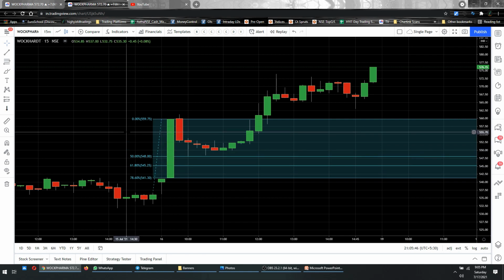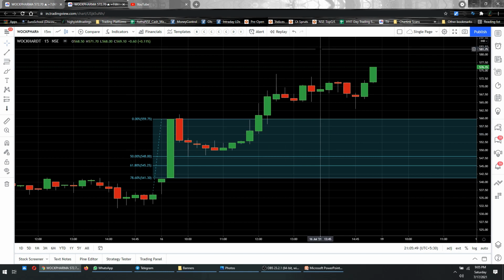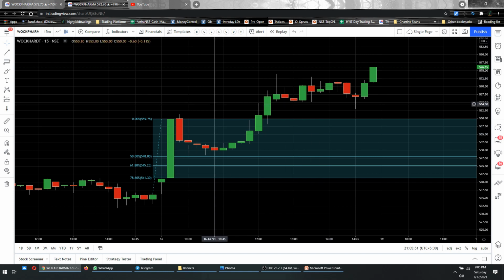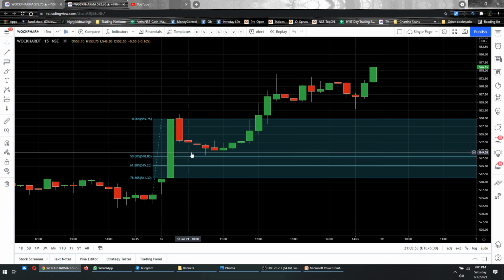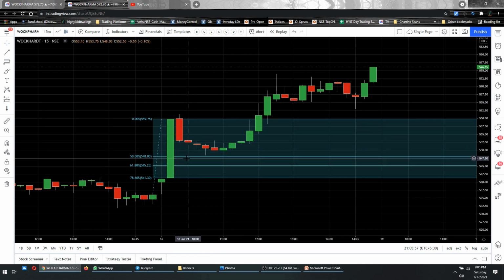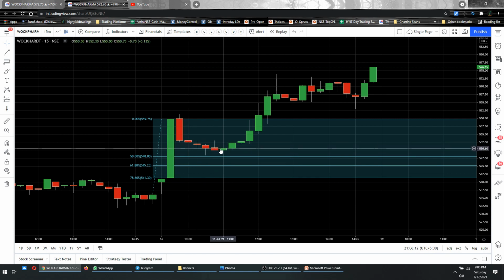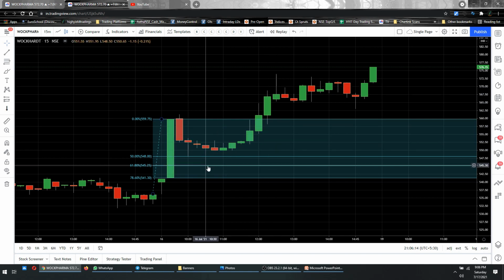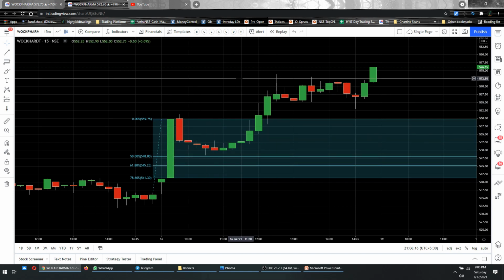Okay. Now, let me also mention here that on this chart, you see this as a perfect example, right? It exactly came down till 50%. It was not able to breach this 50% mark and go down. Rather, it just touched the 50% mark here at 10 o'clock and also at 10:30, and then it started moving up. So this is a perfect chart setup.